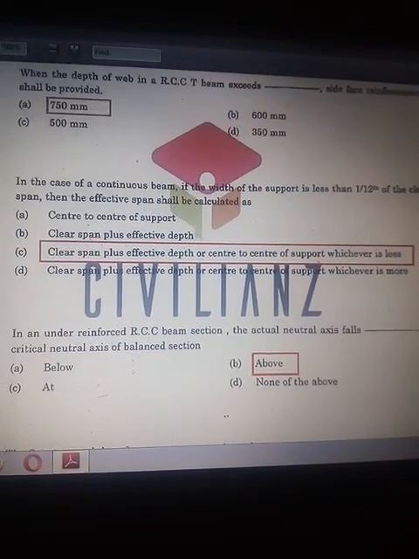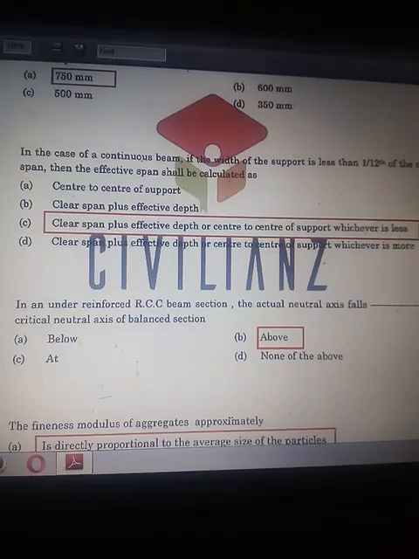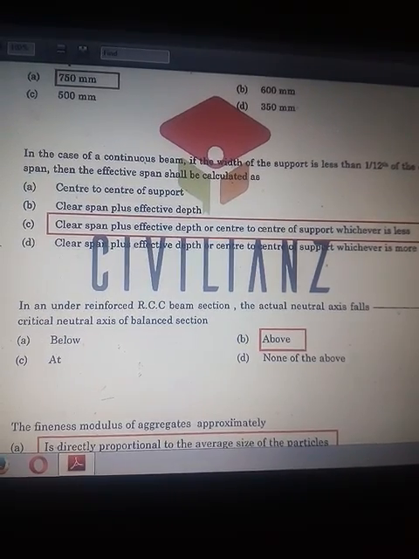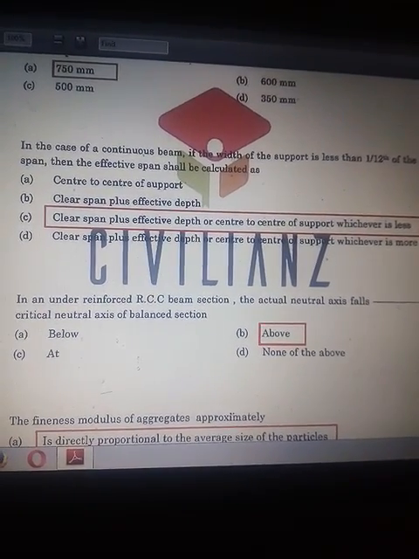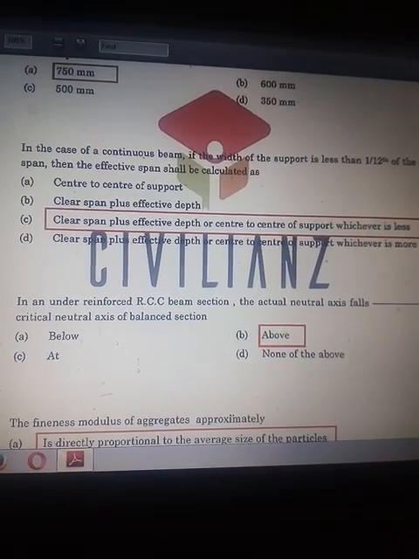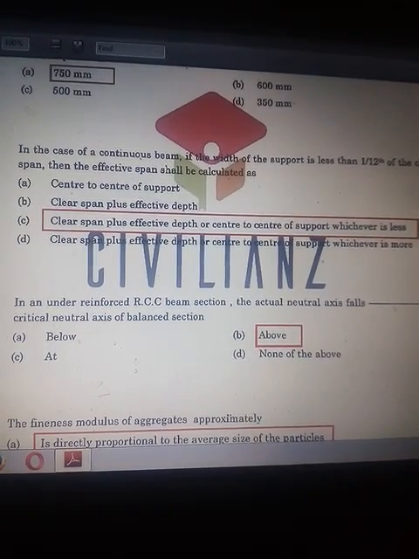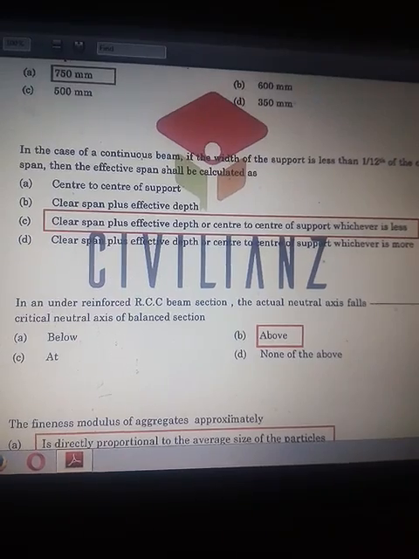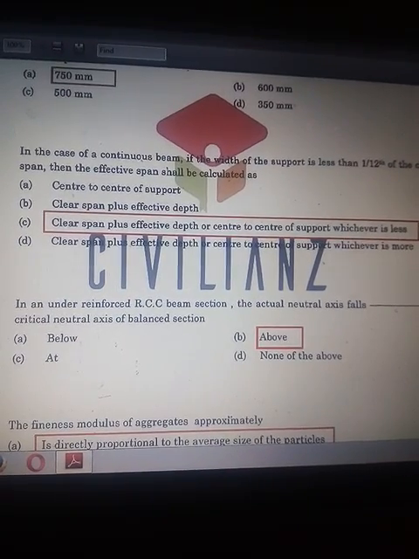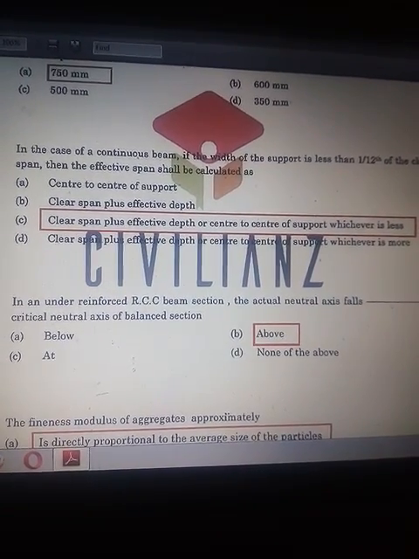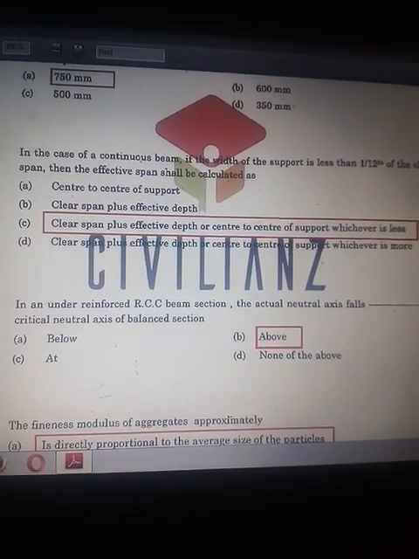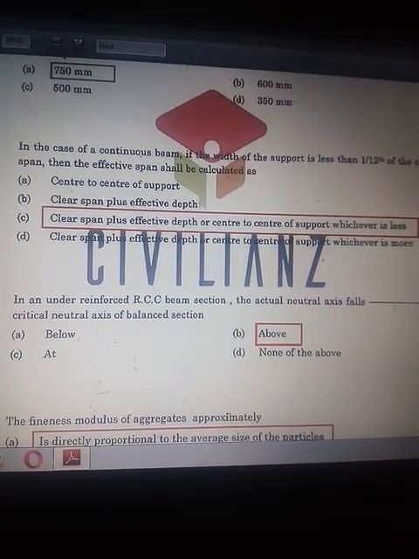Now next question, in an under reinforced RCC beam section, the actual neutral axis falls dash critical neutral axis of the balanced section. So the right answer of this question will be above the critical neutral axis of the balanced section.